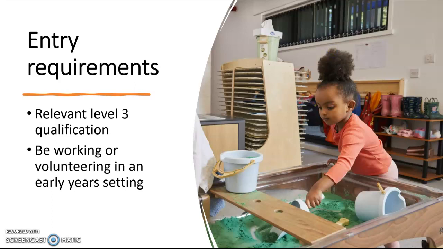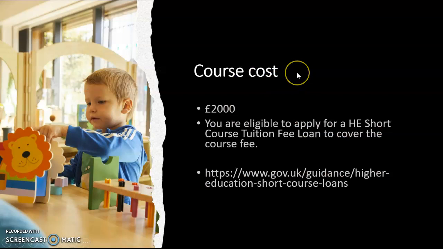The entry requirements for this short course is a relevant level 3 qualification, and you need to be working or volunteering in an early years setting. Now down to cost. The course cost is £2,000, and you are eligible to apply for a HE short course tuition fee loan to cover the course fee.